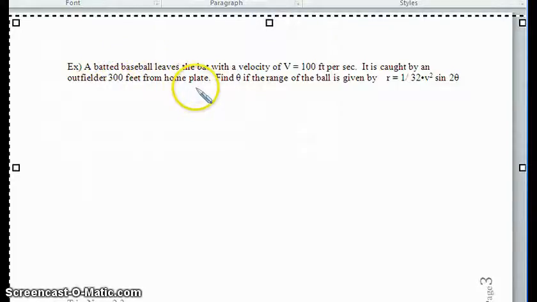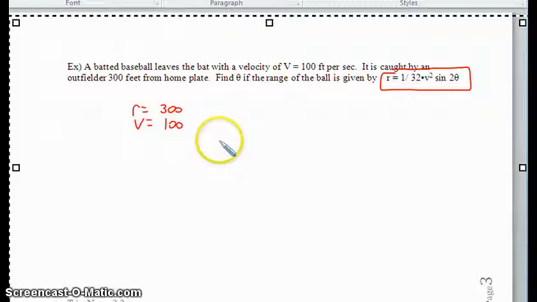Okay, it says a batted ball leaves the bat with a velocity of 100 feet per second and is caught by an outfielder that is 300 feet from home plate. Find theta, if you know a formula to plug it into. So this is my formula. I need to know R and V in that formula to be able to plug it in. Well, they tell me what V is. It's 100 feet per second. The range is 300 feet. That's how far I am from where this ball is being batted. So if I plug it into my problem, 300 equals 1 over 32 times 100 squared sine of 2 theta.